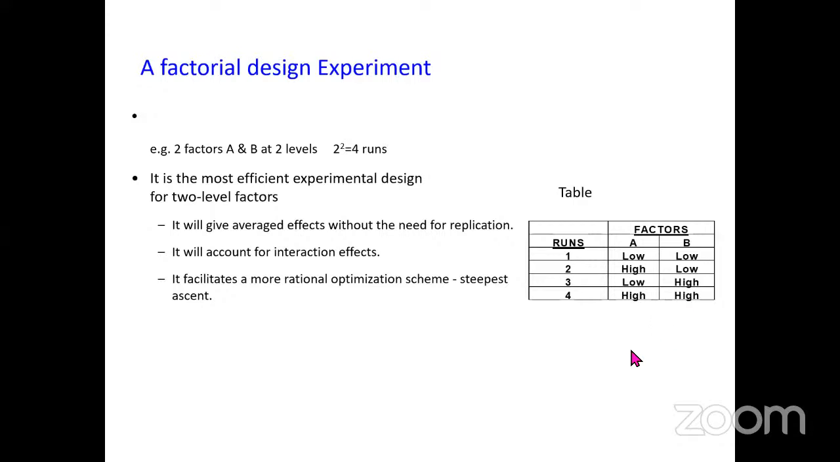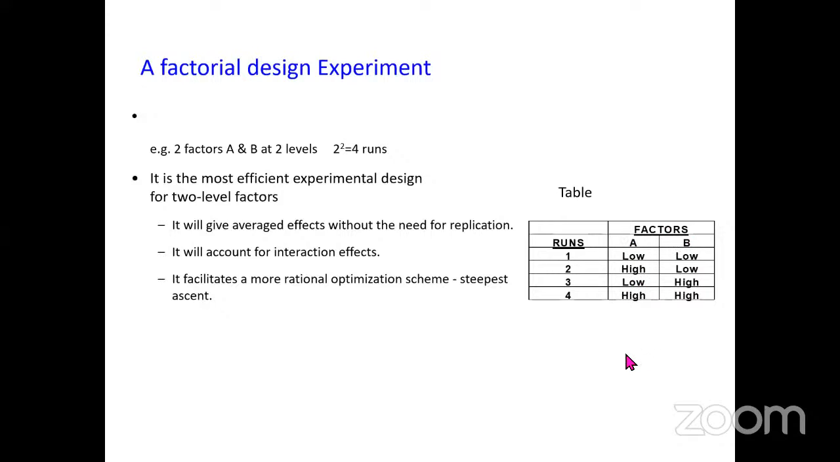For example, if A is my temperature, with levels 30 and 40, and B is my pH, say 5 and 6. Low-low means I may do 30 degrees temperature and 5 pH. High-low means I may do 40 degrees temperature, 5 pH. Low-high means 30 degrees temperature, 6 pH. High-high means 40 degrees temperature, 6 pH. So I cover both factors systematically combined together, and this is called a factorial design. Two factors A, B, that is temperature and pH, and two levels, low and high. So two factors, two levels.